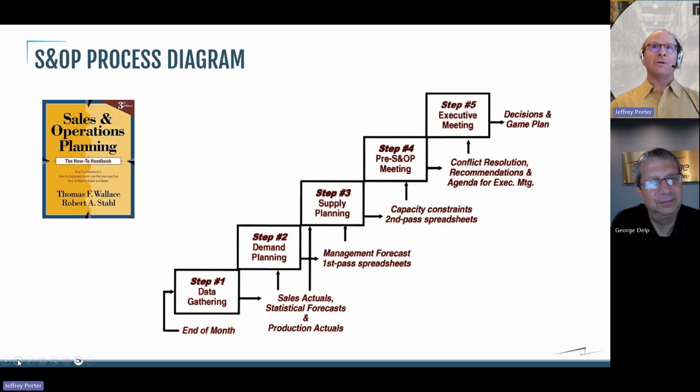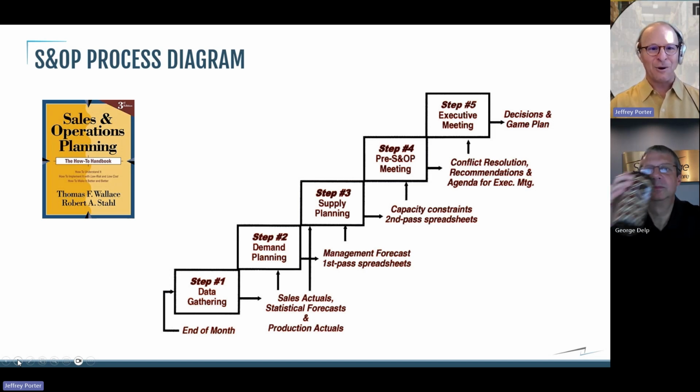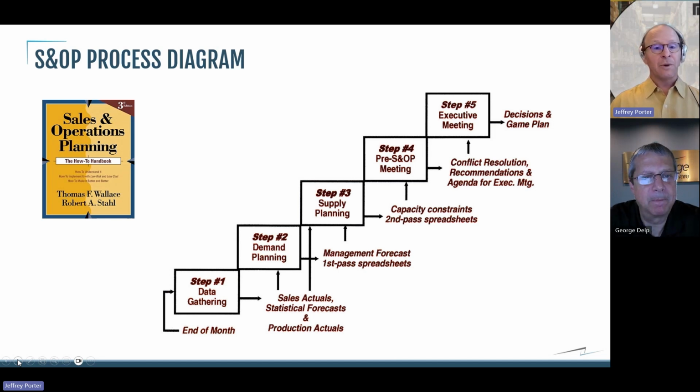So I'm going to leverage a process diagram. This process diagram I've taken directly from Sales and Operations Planning: The How-To Handbook. This was written by Thomas F. Wallace and Robert Stahl. I was really fortunate in that Thomas actually came and spoke at our user conference, oh, it must have been 12 to 14 years ago. He is considered in a lot of cases the grandfather of this process. It was originally developed and designed for manufacturing. So a little bit about the overall process.